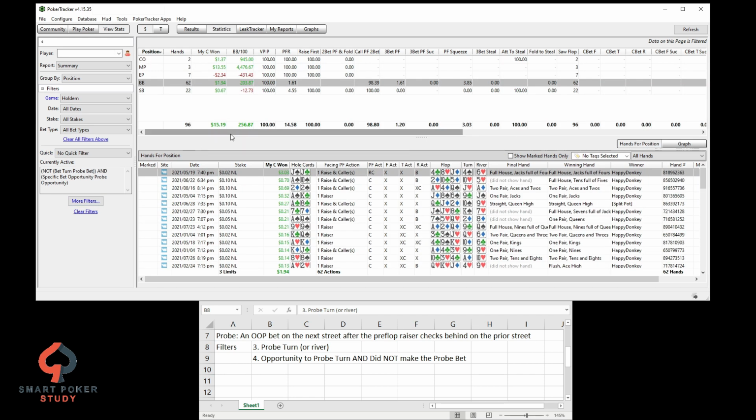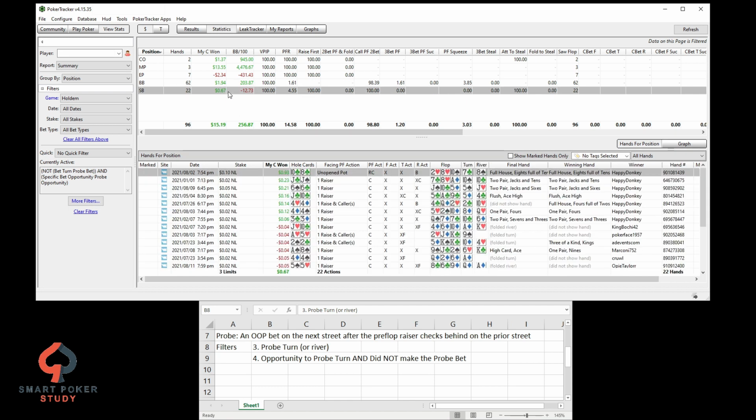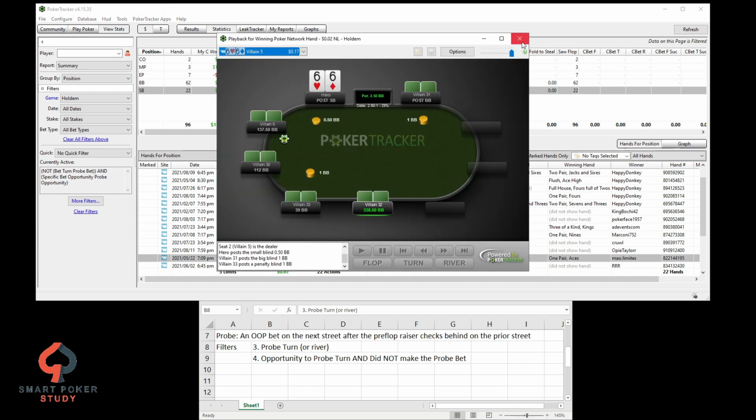Hey, nice. Even when we don't probe, we're still making money. That's a good sign right there. But let's take a look at one specific hand in the small blind. There is a hand with pocket fives right down here. Well, before... clicked on the wrong one. I apologize.